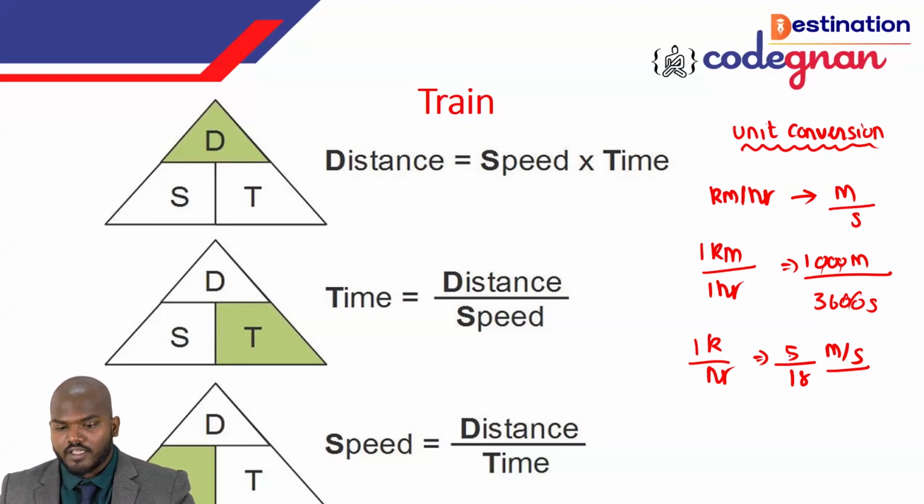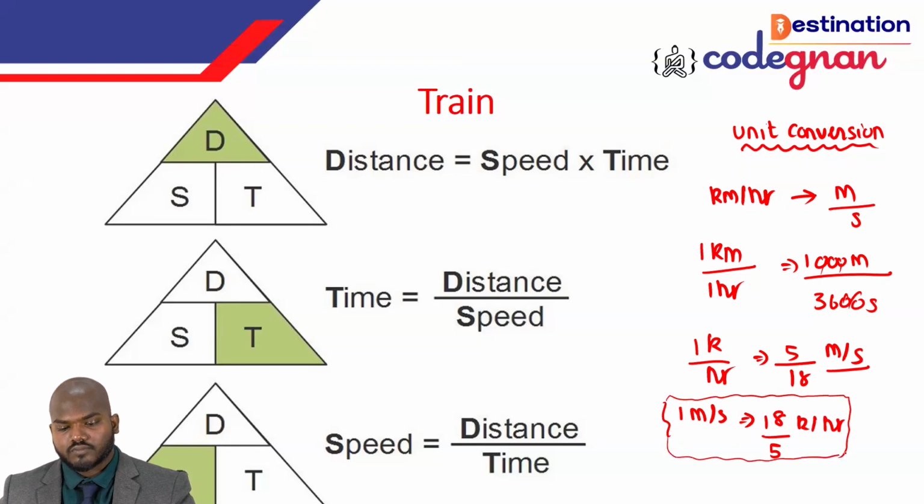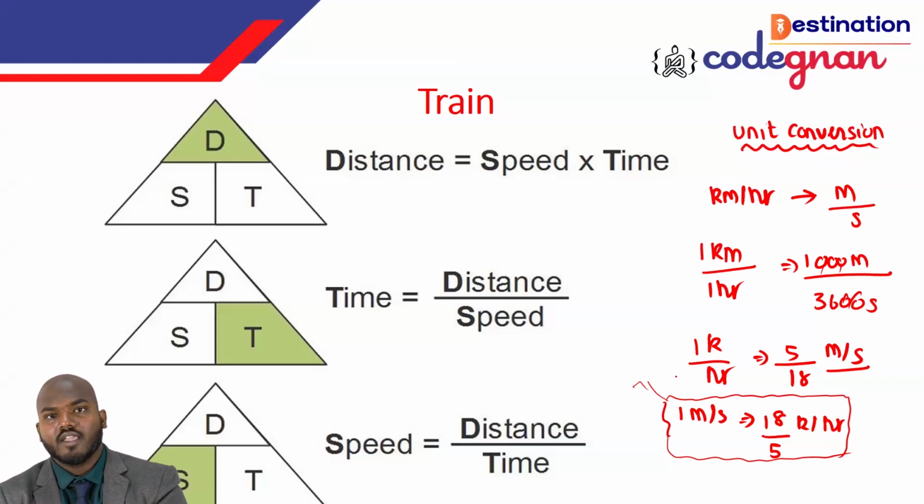If they are asking from meter per second to kilometer per hour, then you can call it 18 by 5 kilometer per hour. Please kindly take this down. This is a very important formula: 1 meter per second is equal to 18 by 5 kilometer per hour. This is the conversion rate you just want to learn.